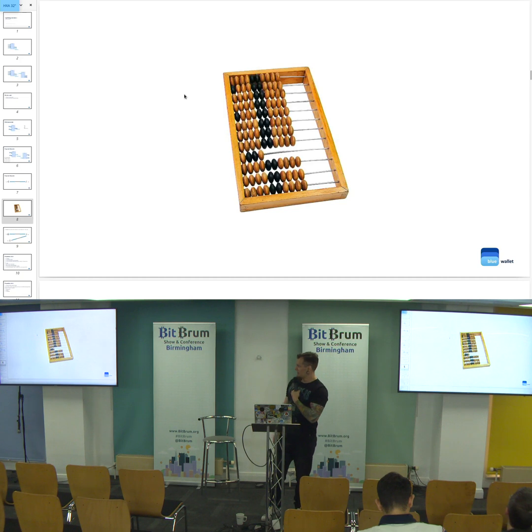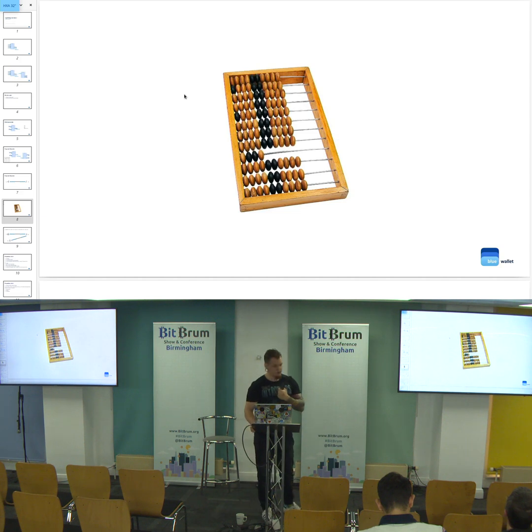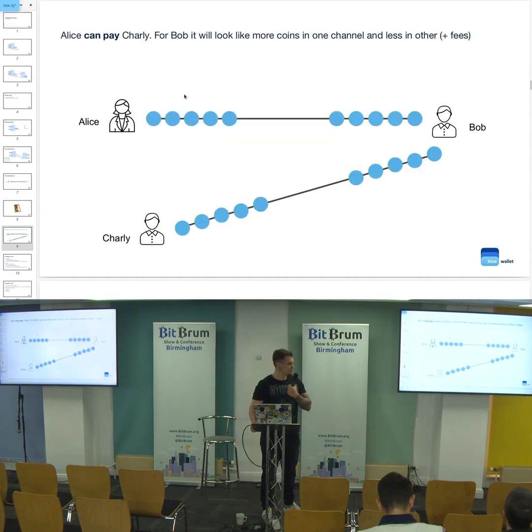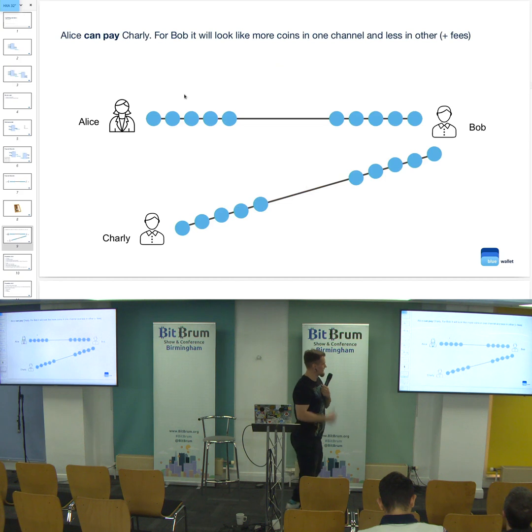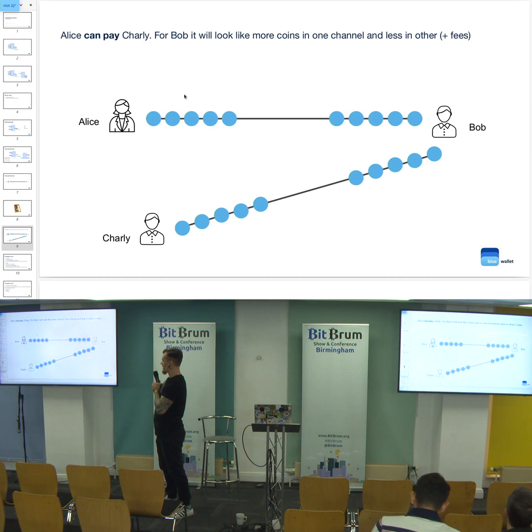This is an archaic calculator machine from my childhood, so this is how I always visualize payment channels in my mind. But strings and bits are actually a better representation. So we're talking about a network, which means there are more than 2 people participating, right? So Alice, Bob, and Charlie, and they all have connections between each other.